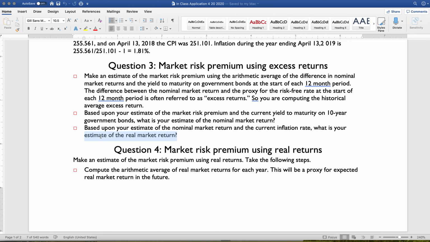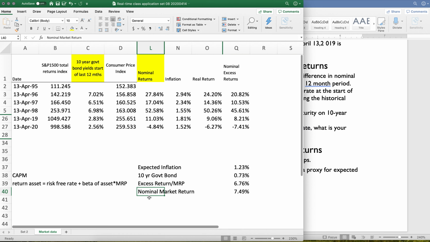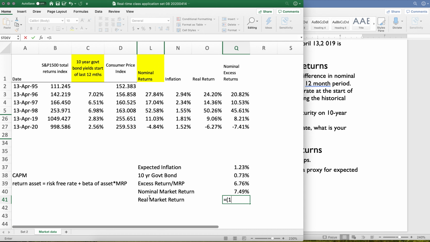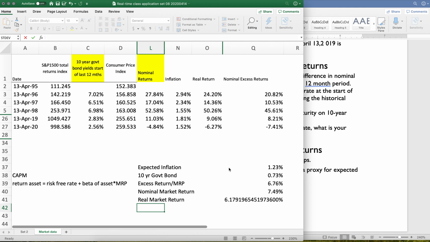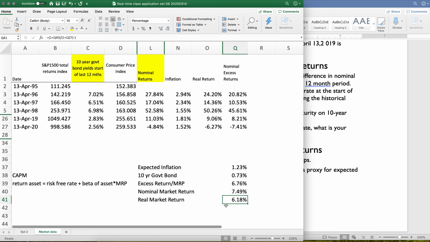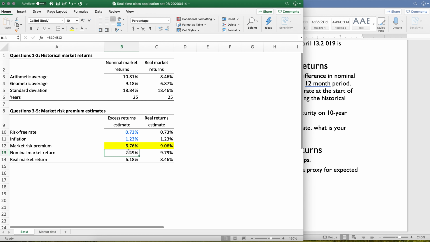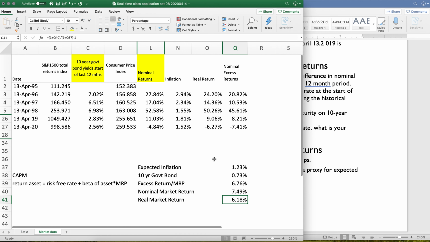So the last question is, what's your estimate of nominal market return and what is the real market return given the current rate of inflation? So now let's do the real market return. And this is just going to be 1 plus nominal divided by 1 plus inflation minus 1. I do not know why it does that every single time. Okay, so nominal return is 7.49, real market return is 6.18. Let's just check these. We got the same solution. And we'll do the next problem and then talk about some of the intuition behind the results.